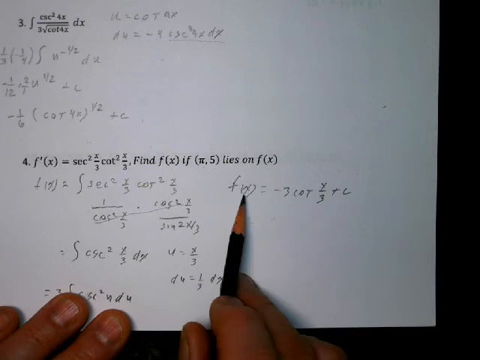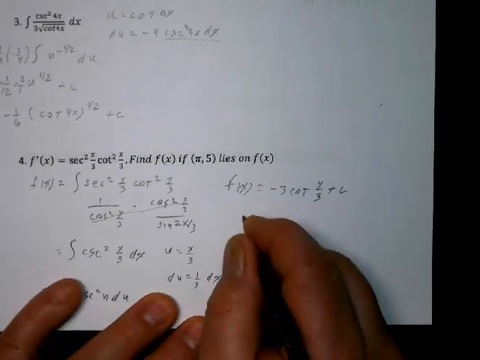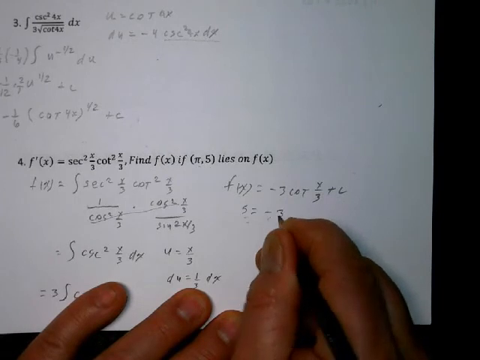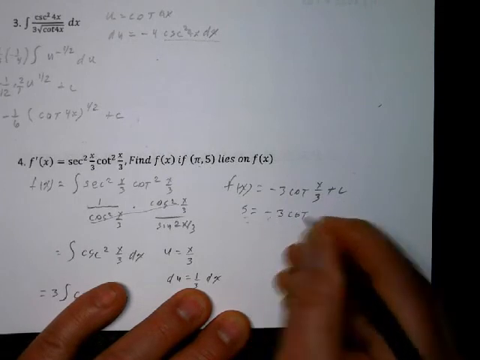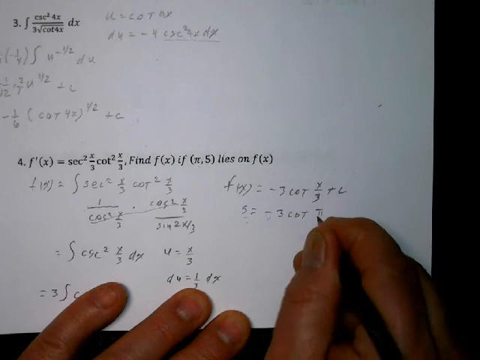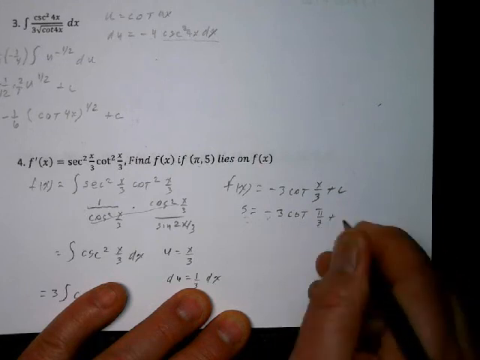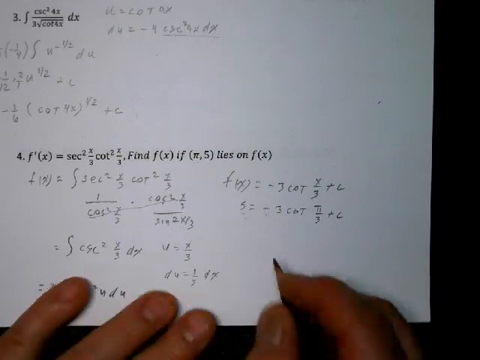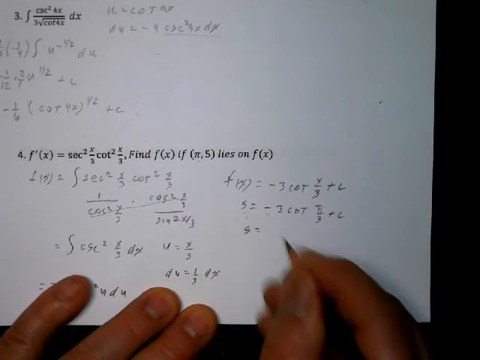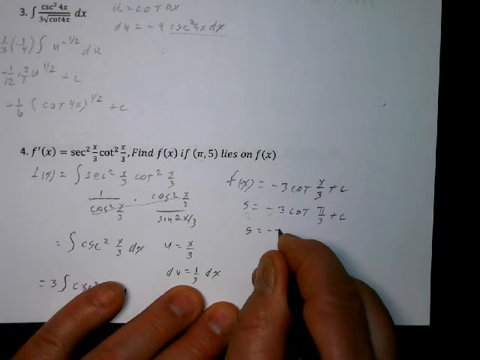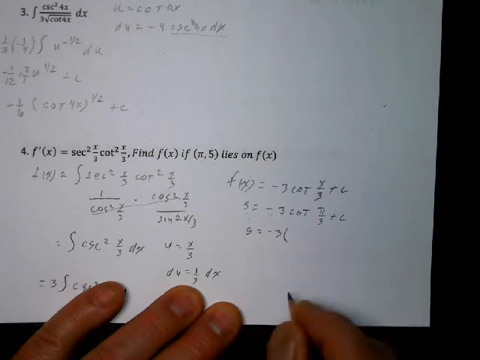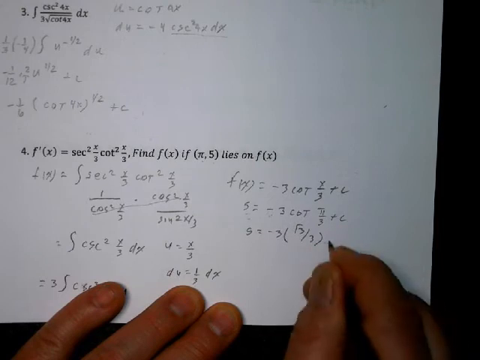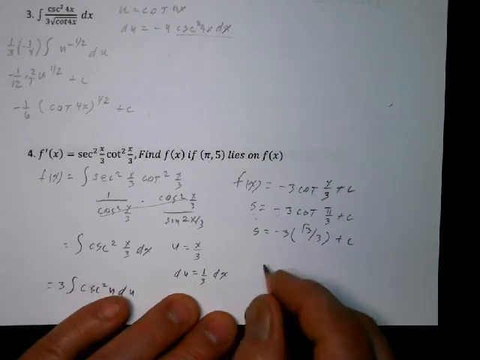Now I'm going to take the pi, put it into the x, and the 5, put it into the f of x to find out what c is. So 5 equals negative 3 cotan of pi over 3 plus c. Five equals negative 3 times root 3 over 3, because that's the cotan of pi over 3.